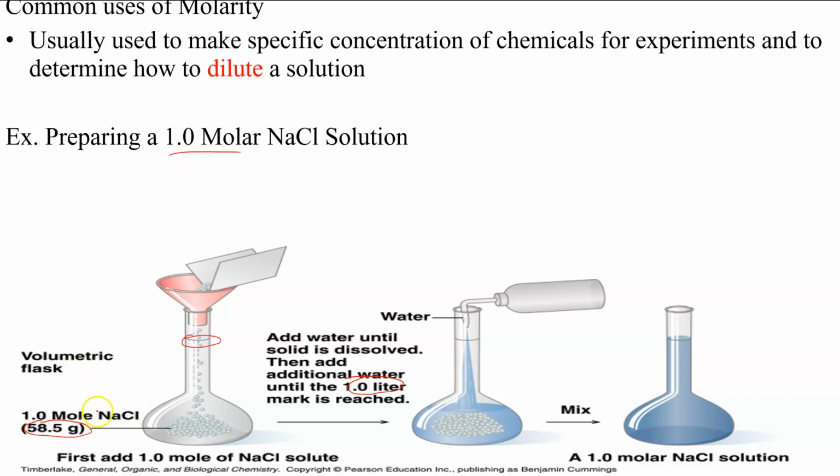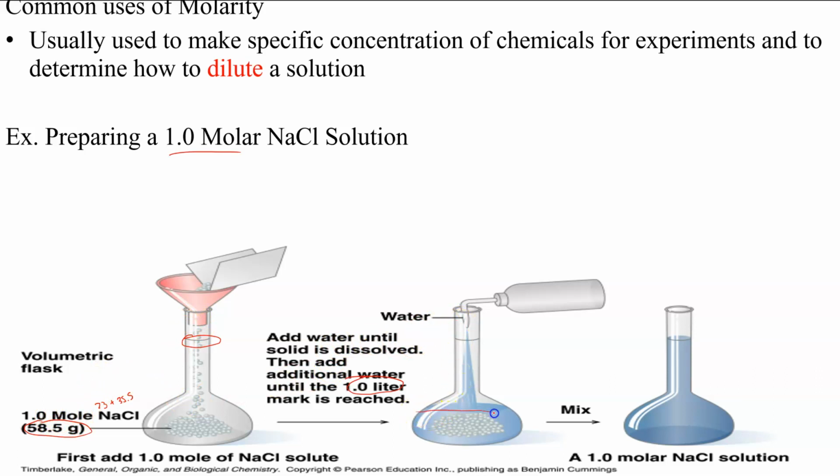And for those that understand how to get that number, that's basically 23 plus 35.5, right? So you take the total mass of this, which is 58.5, and that will equal 1 mole. So anyways, you put that many grams inside. Then what we do, we start adding water.